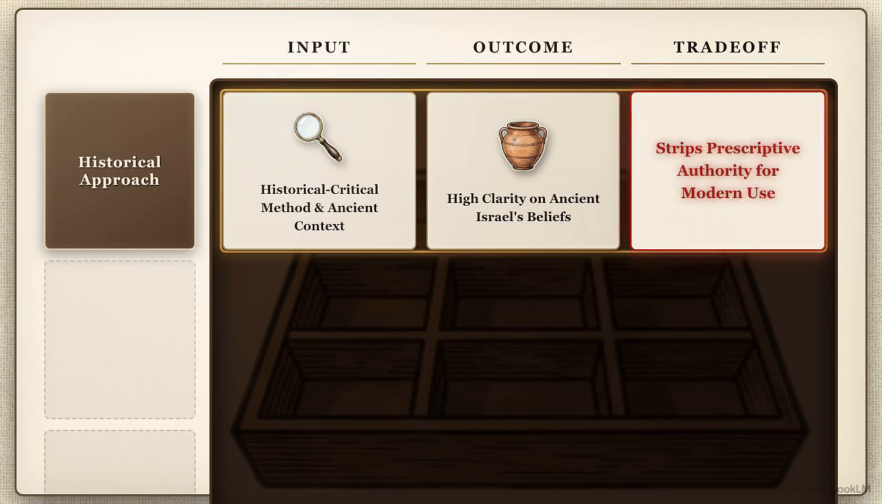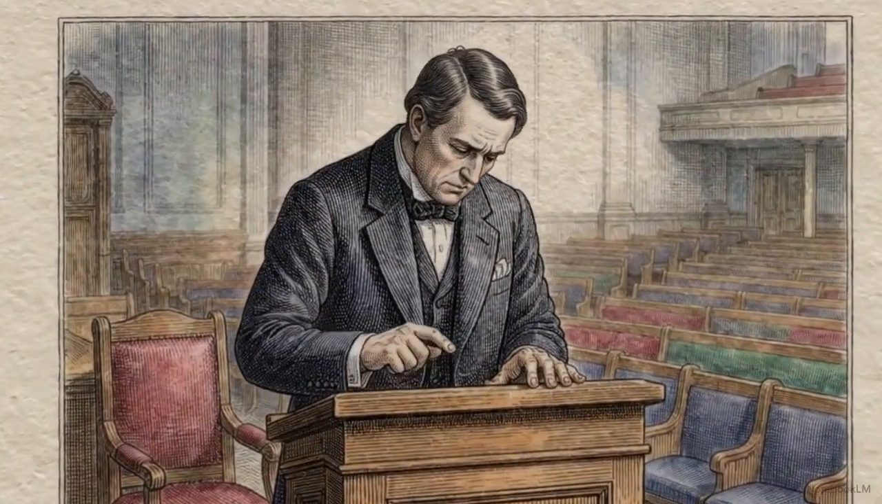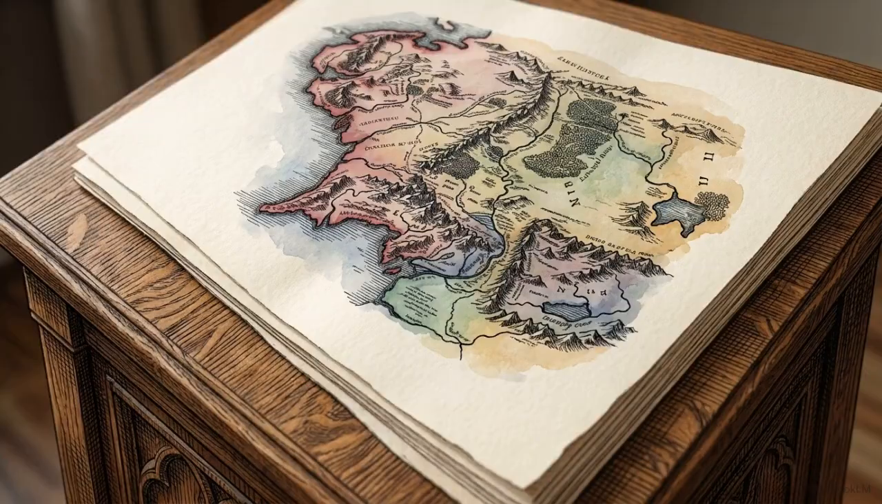The trade-off is authority. By treating the text as a historical artifact, this approach limits its role as a guide for modern behavior. It describes what happened then, rather than what should happen now. The historical approach makes you an expert on the ancient past. But if you have to stand in front of a congregation on Sunday and tell them how to apply the text to their lives today, this map leaves you stranded.